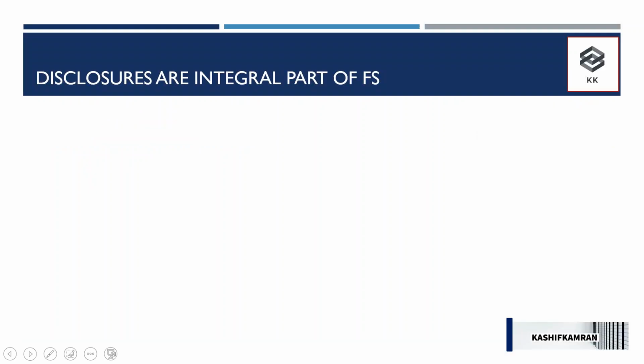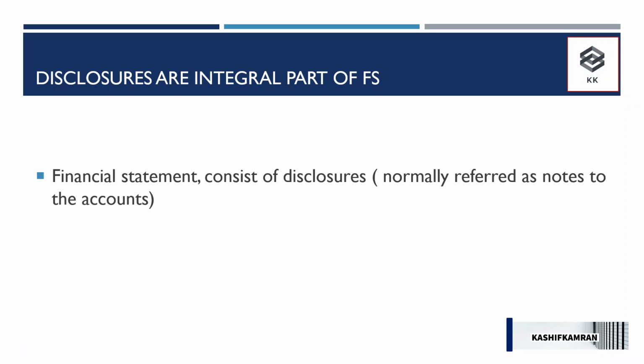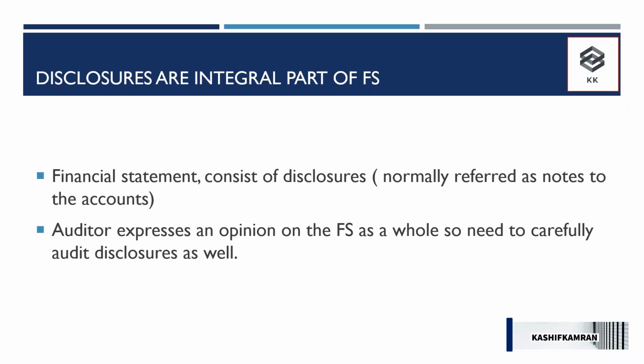Now, when we look at the disclosures, we know disclosures are an integral part of the financial statements. Financial statements consist of disclosures, which are normally referred to as notes to the accounts. The auditor expresses an opinion on the financial statement as a whole, so we need to carefully audit disclosures as well. The financial statement as a whole consists of the notes to the accounts, and the notes are known as the disclosures in the financial statement. So the auditor is responsible for the complete financial statement, which consists of the notes or the disclosures.